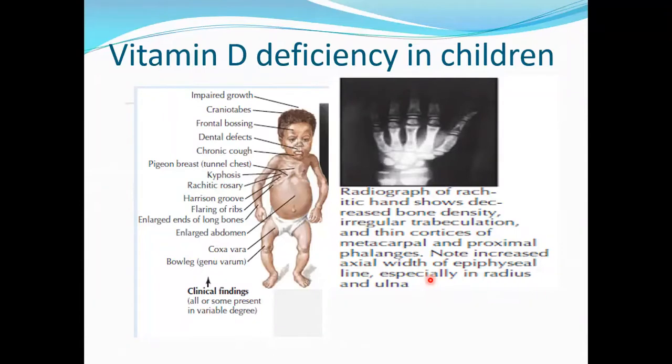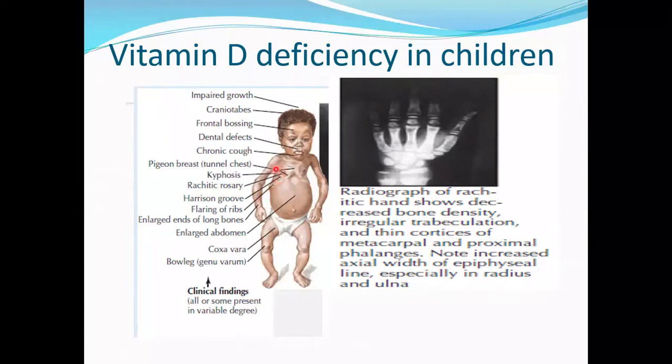Okay, so in case of vitamin D deficiency in children, we call it rickets. So what are the features of rickets? You will see excessive bowing of the legs. You can see an enlarged abdomen in the kid. There will be rickety rosary of the ribs. And then there is something called Harrison groove between the ribs.